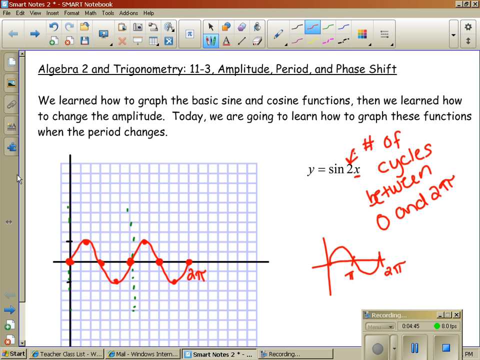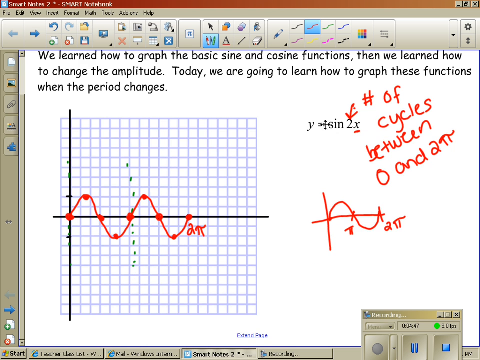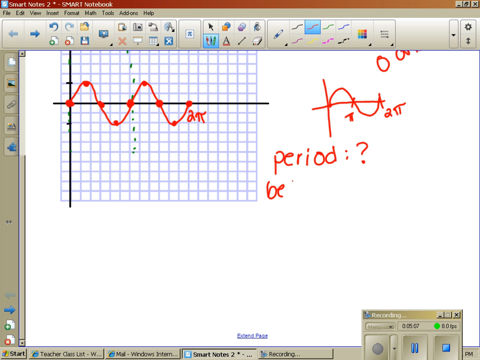Now, unlike amplitude, that was fairly simple. Whatever the number was in front of the trig function was the answer to the amplitude. So this helps you graph it. There's 2 cycles between 0 and 2 pi. But if I asked you what is the period, the period is how long does it take to complete the cycle? Between 0 and what value to complete one cycle?